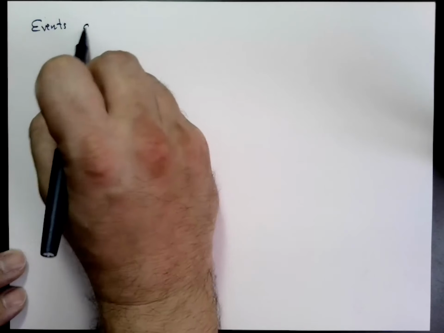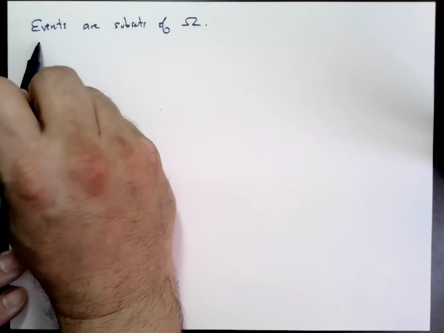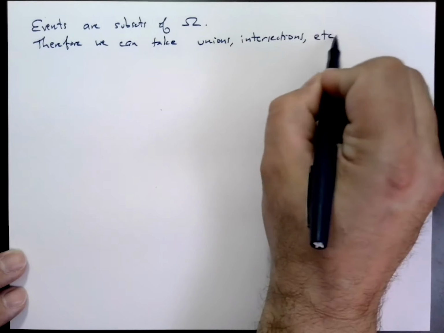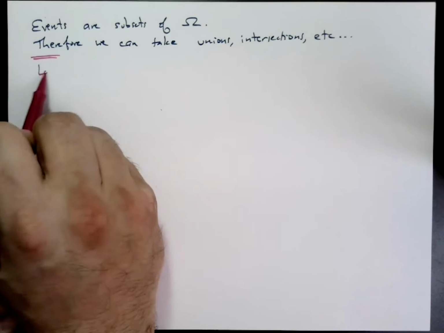Okay, events are subsets of the outcome space. Therefore, we can take unions and intersections like we can for any sets. Let's think about the probabilistic interpretation of these things.